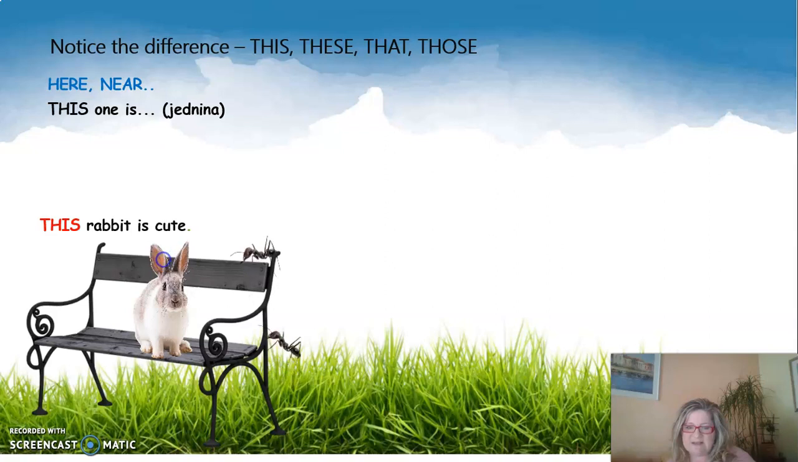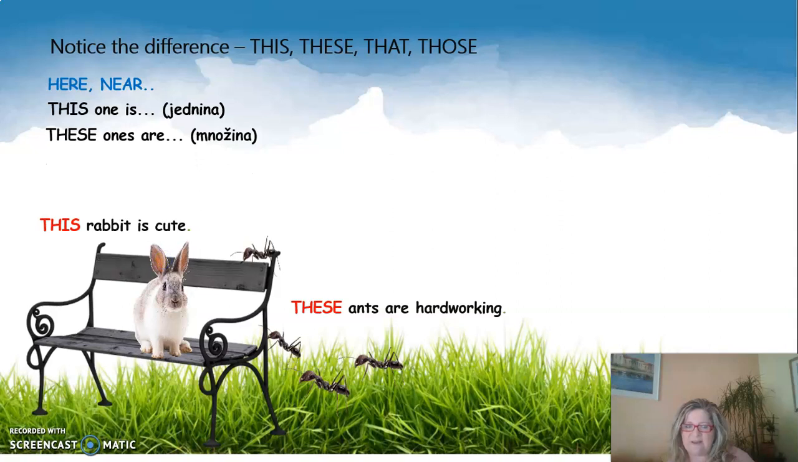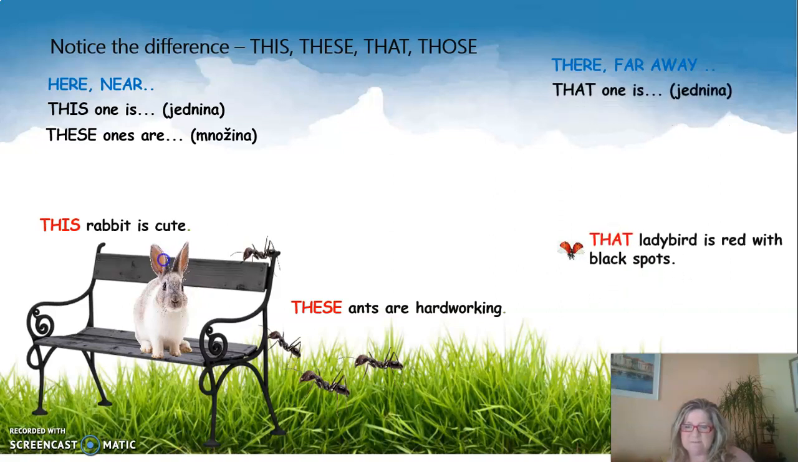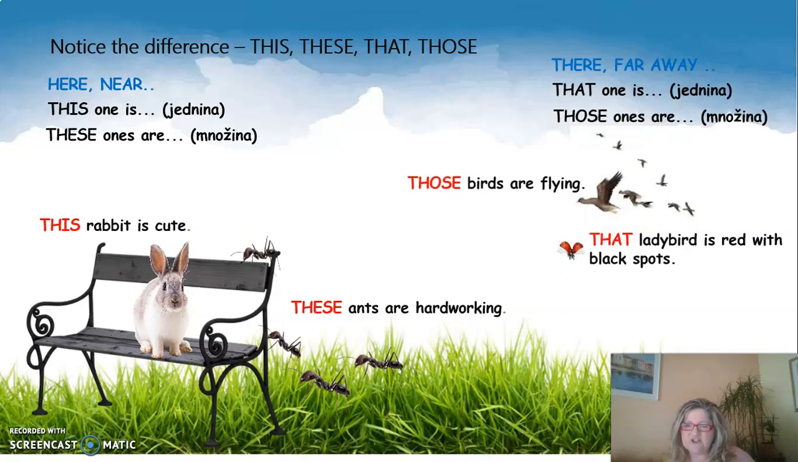There are some ants in the grass. These ants are hardworking. Znači za nešto što nam je blizu koristili smo riječi this i these za jedninu i drugo za množinu. Let's see something far away. So there is a ladybug. That ladybird is red with black spots. And some birds. Those birds are flying. Znači 2 riječi za nešto što nam je daleko, za jedninu i množinu su that i those.